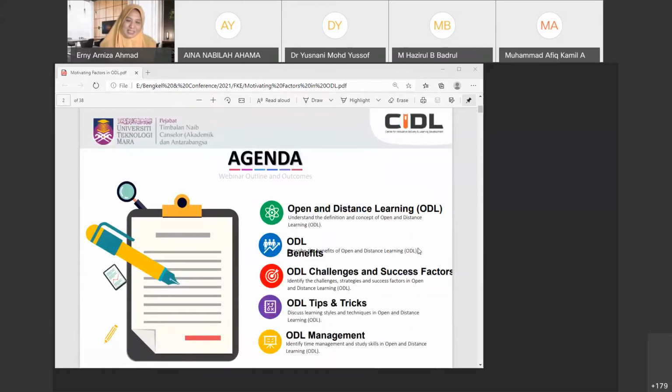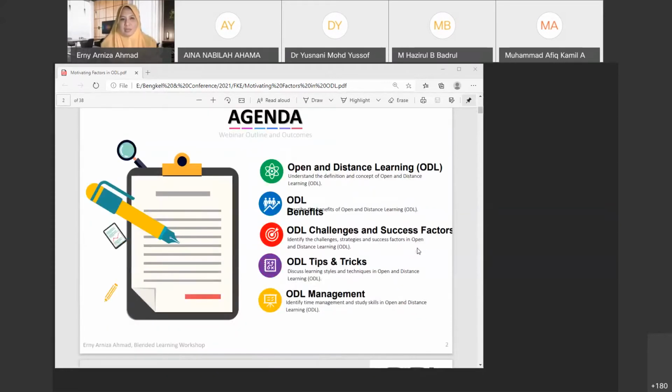So these are the agenda. Not to worry, my slides are basically in English, but our discussion will be mixed. These are the outline. What we're going to discuss today will be on these 5 elements. First, what open and distance learning actually is. I would like you to understand the definition and the concept of ODL itself.